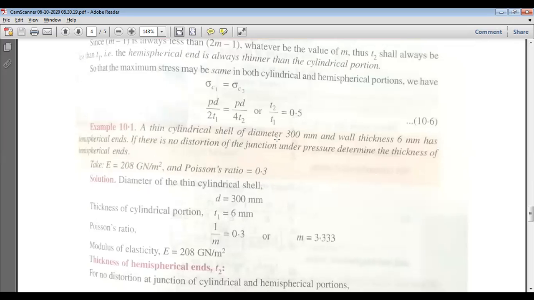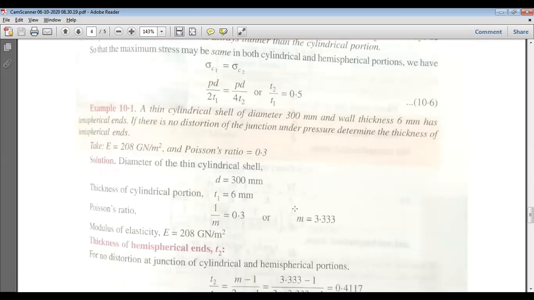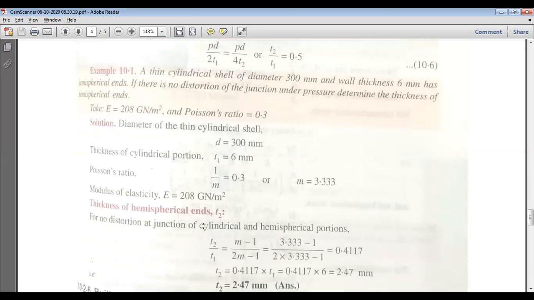So the cylindrical shell diameter is 300 millimeter, and the thickness T1 of 6 millimeter is given. Now we have to find T2. First of all, Poisson's ratio 1 by m is equal to 0.3 is given, so this way we will find the value of m. The value of m is 3.333. Modulus of elasticity E is given. The thickness ratio of the hemispherical ends we know.